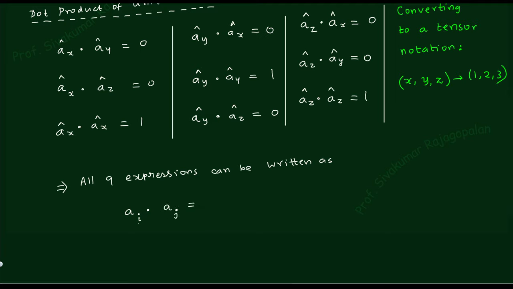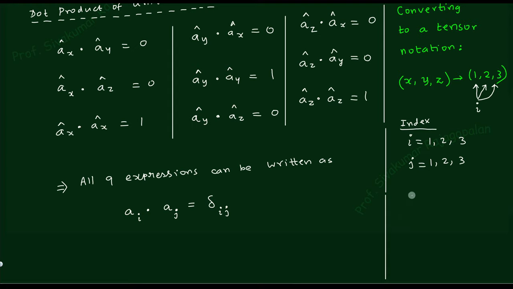And then you can fill it with whatever number comes. But i and j are going to take the numbers 1 to 3. So I'll write down i can take 1 to 3. Not only that, j also can take 1 to 3. Both of them will take all possible values 1, 2, 3. That's fine. But what about the right hand side of this equation? The right hand side is either 0 or 1. So either 0 or 1 means what? You already know that it is a Kronecker delta. So I'll write down delta_ij. And that's all. So you have written all the 9 equations into one equation.